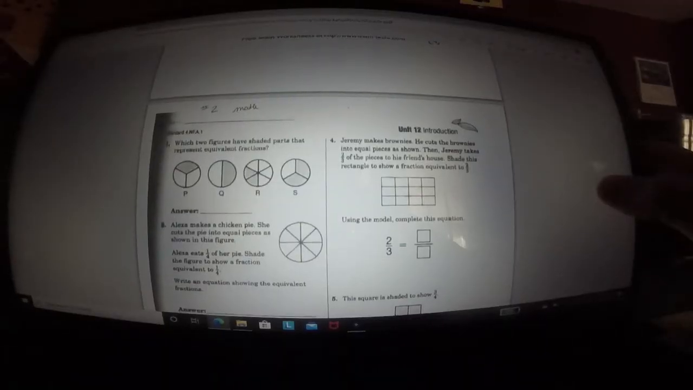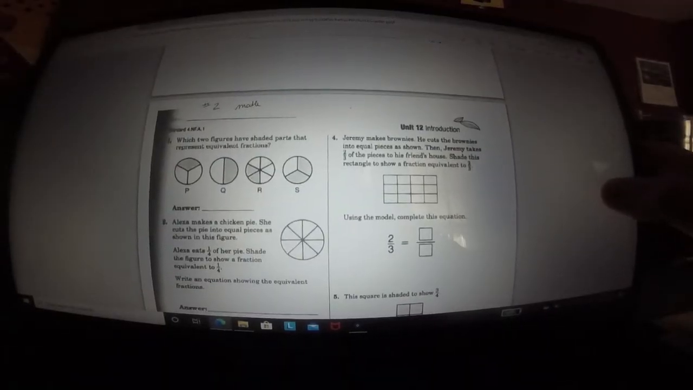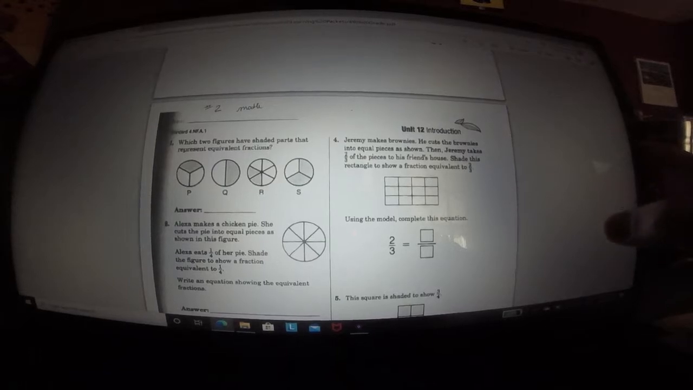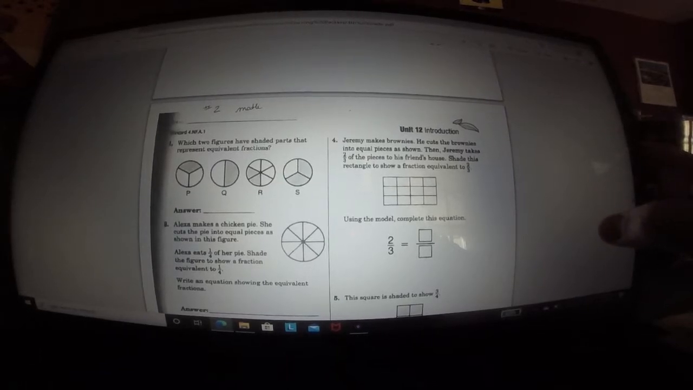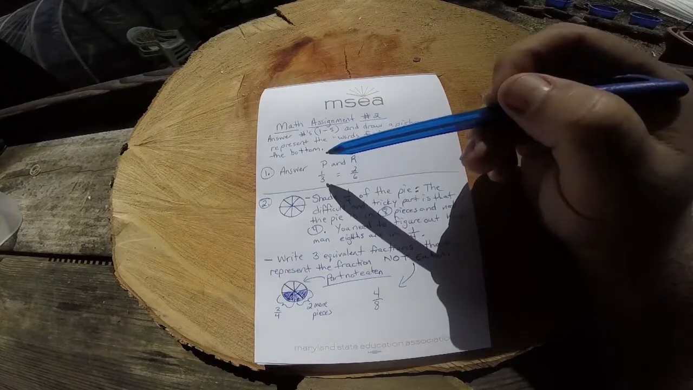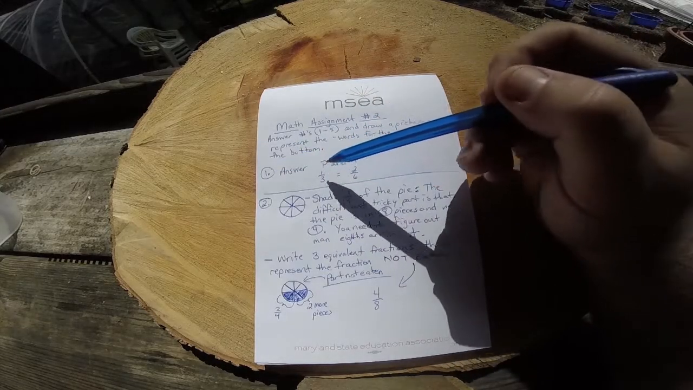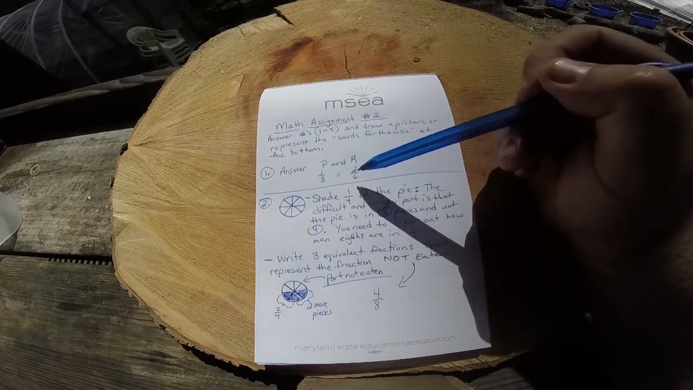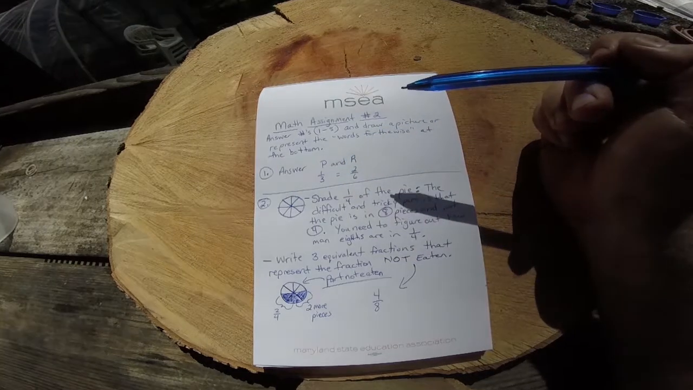Number 1, you were given different pictures, okay? And they were all separated into different amounts of pieces, and different amounts of those pieces were shaded. However, the answer to it was P and R. P represented 1/3 and R represented 2/6. These are equivalent to each other, okay?